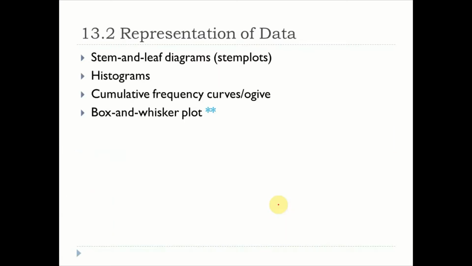Okay, we go to 13.2. So in 13.2, all the data from before, which is in table form or ungrouped data or grouped data, we can further represent it to make it easier, with extra information. There are 4 ways we can represent the data. Could be stem and leaf diagram, could be histogram, cumulative frequency curve, or in other words ogive, or box and whisker plot. So these two are new to you, stem and leaf and box, which I will go through later.